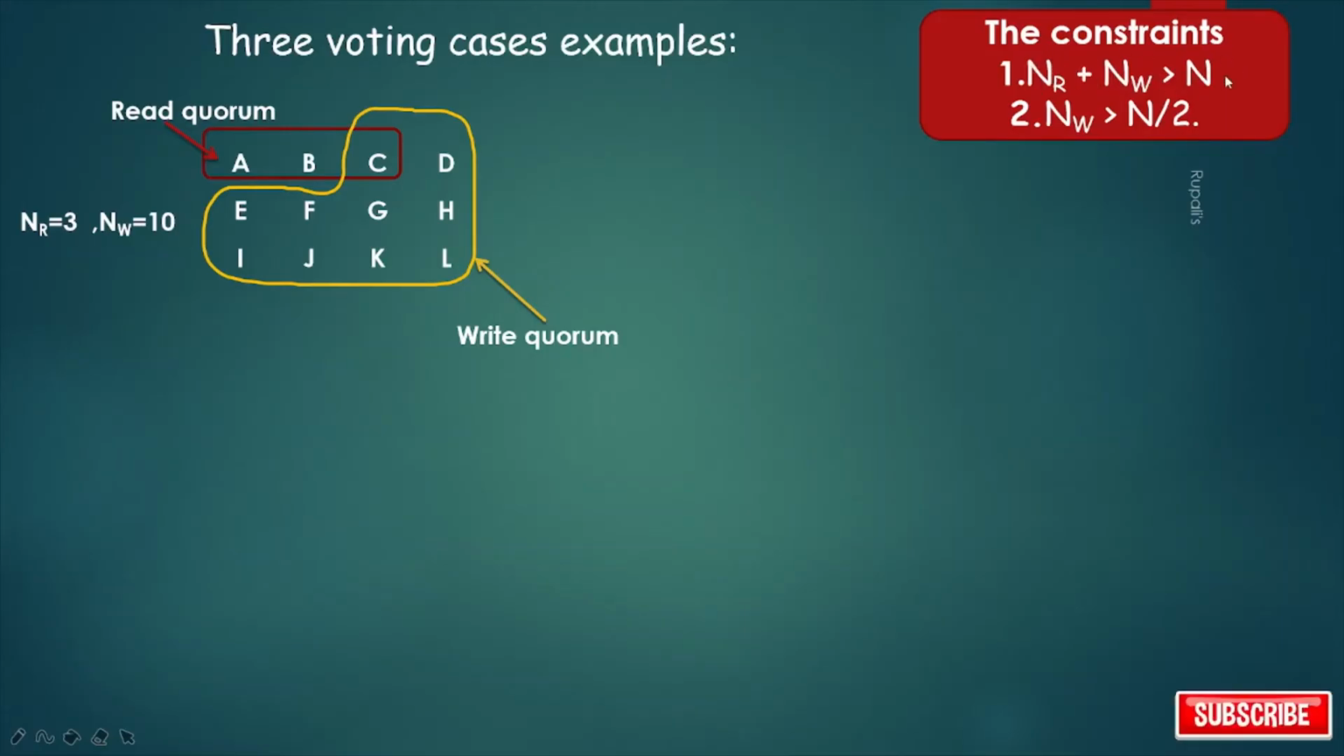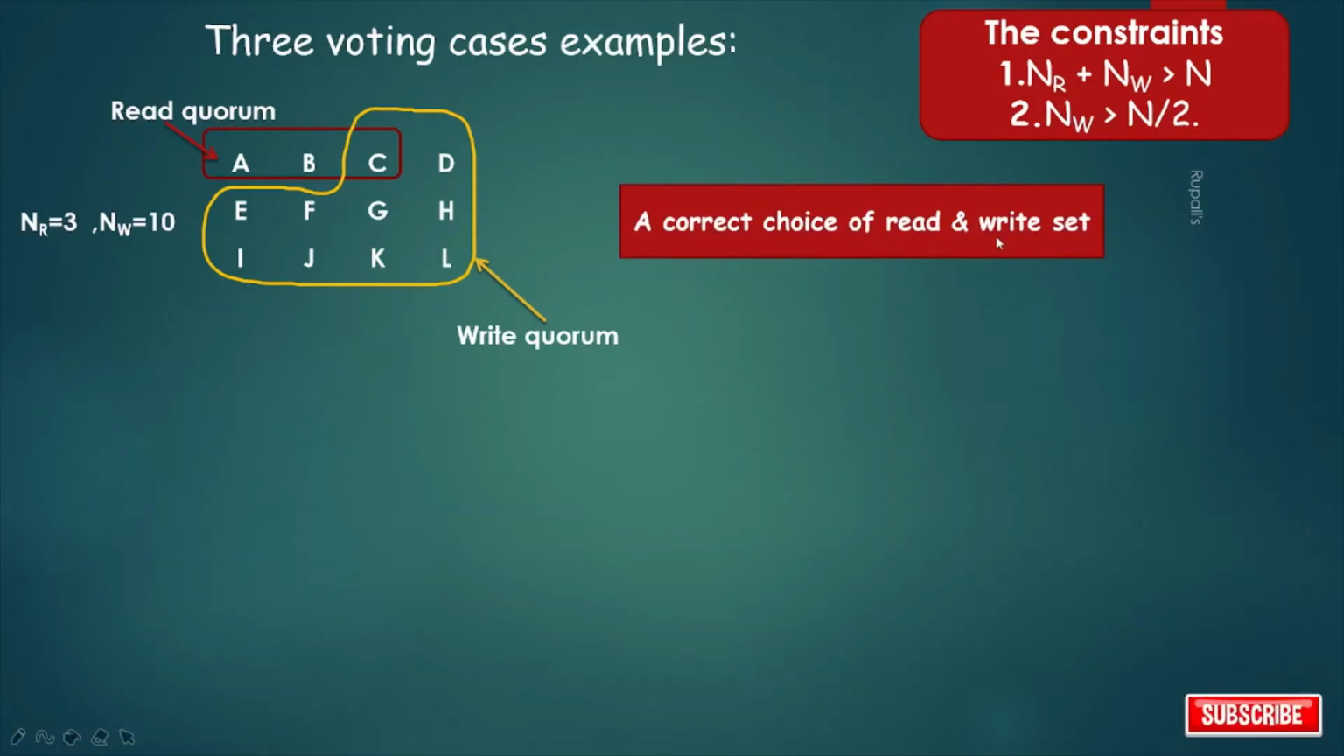So the first condition is satisfied, and take the second one. nw greater than n by 2. n means 12, 12 by 2 means 6, and nw is 10. So 10 is greater than 6. So both conditions are satisfied. So we can say that it is a correct choice of read and write set.